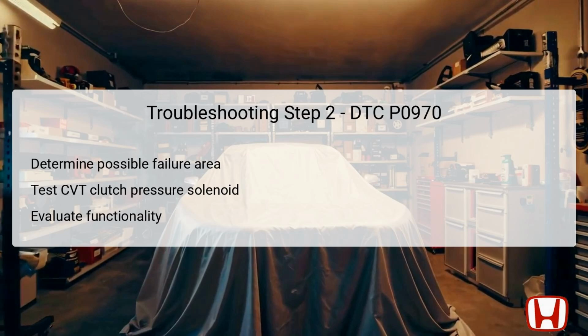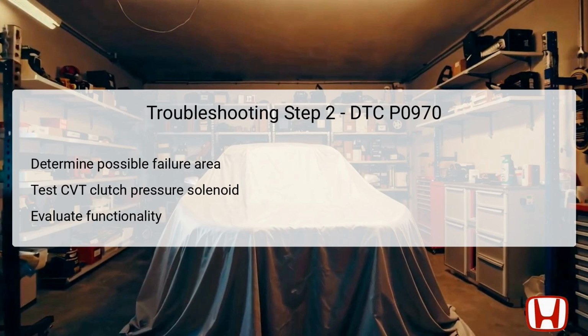In the second step, focus on determining the possible failure point within the system. Begin by carrying out a functional test of the CVT clutch pressure control solenoid valve. This test is integral as it identifies whether the solenoid itself is operating correctly. If the solenoid works properly, you can confidently progress to further electrical testing. However, if the solenoid fails to function as intended, it indicates a defect requiring immediate attention.